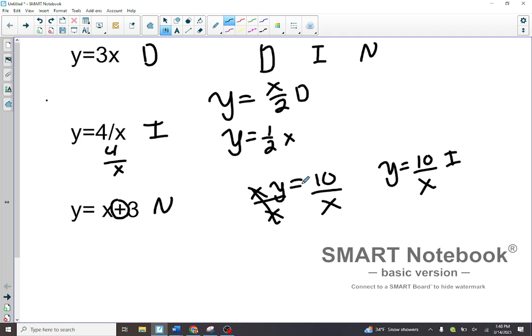So how can I tell inverse or direct? What's the difference? Direct is when x is in the numerator, or multiplied by your constant. The x over here in the inverse is the denominator, aka it's the constant divided by your variable.